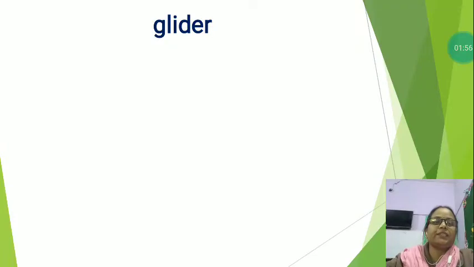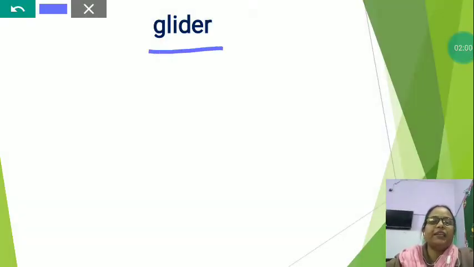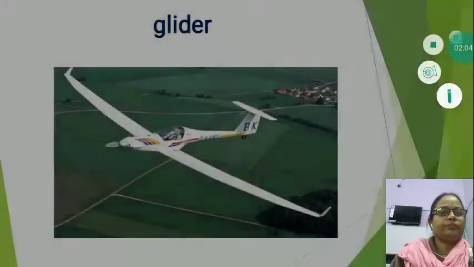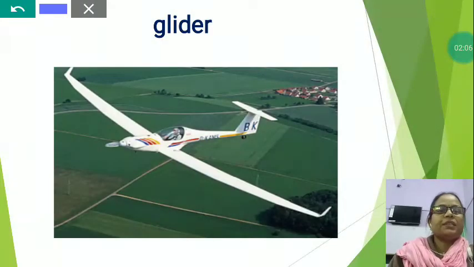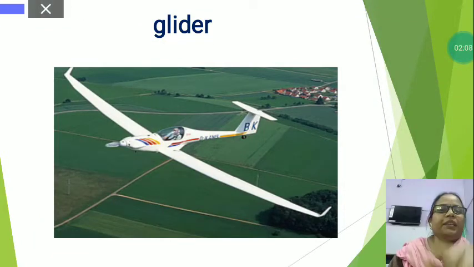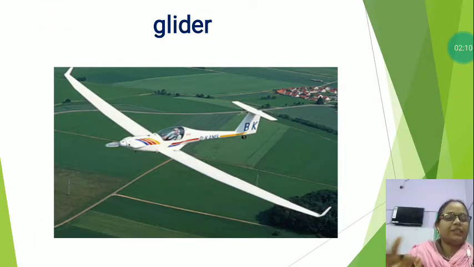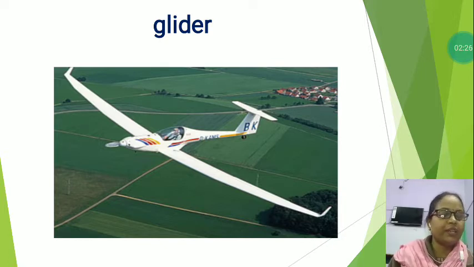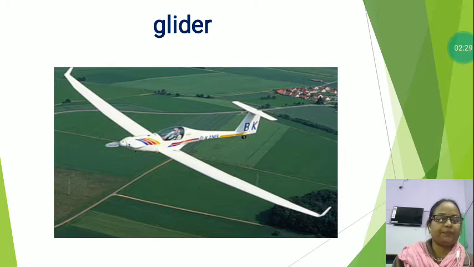Now, the next is glider. You can see gliders. Gliders are aircrafts which do not have a motor. Gliders are controlled by their pilots by using control sticks. Some gliders can only carry one person, others can carry two passengers.